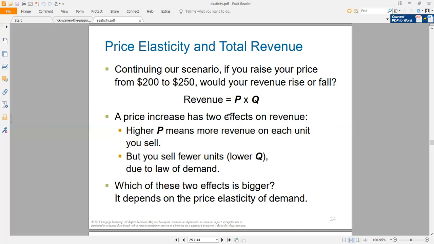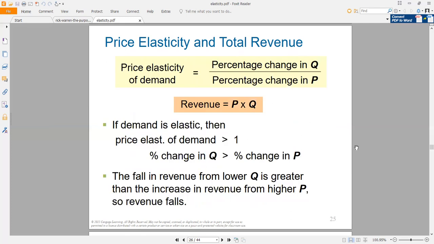So we want to look at the relationship between total revenue and the price elasticity of demand. Now, we know that price elasticity of demand is percentage change in quantity demanded over percentage change in price. And total revenue is price times what? Times quantity. So let's look at the case where demand is elastic. How does a change in price affect the total revenue?